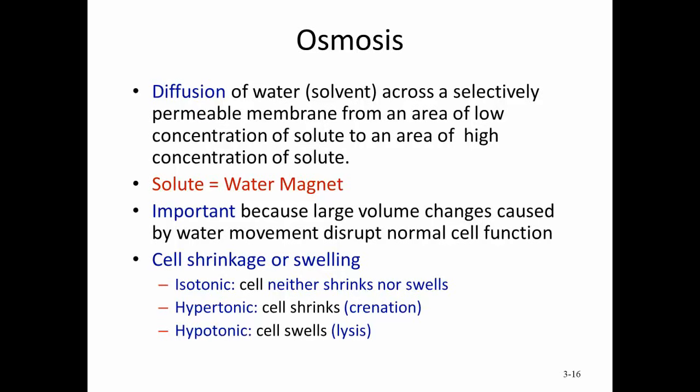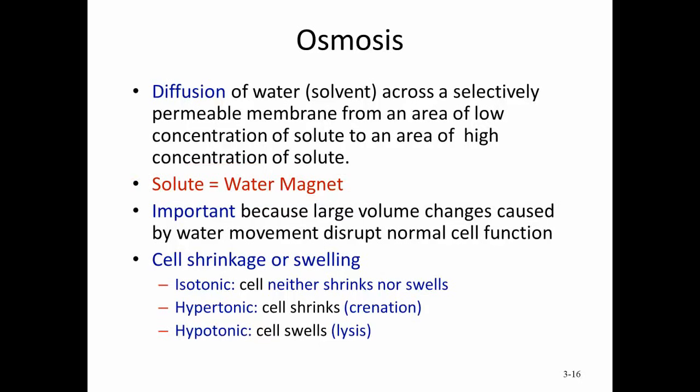Now, jumped ahead here to osmosis. Osmosis is the diffusion of water, water's a solvent, across the selectively permeable membrane or semi-permeable membrane from an area of low concentration of solute to an area of high concentration of solute. So you got to remember that. Now, my definition of a solute is a water magnet. Okay, a water magnet. And so just remember that.